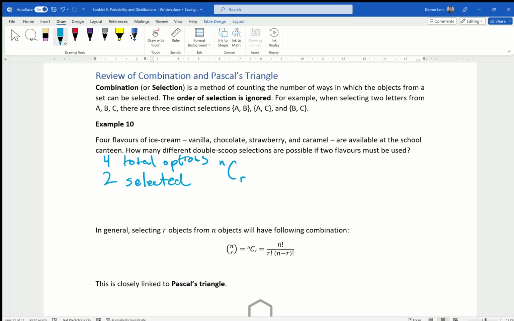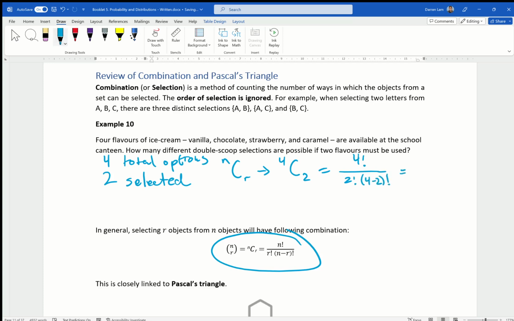Lovely. nCr, which in this case, we're going to replace n with 4 and r with 2. So we're selecting 2, that's an r, and then we're having a total of 4 options. So that's 4C2. And we're going to use the formula, which is right underneath here, which is then going to be 4 factorial over 2 factorial times (4 minus 2) factorial.